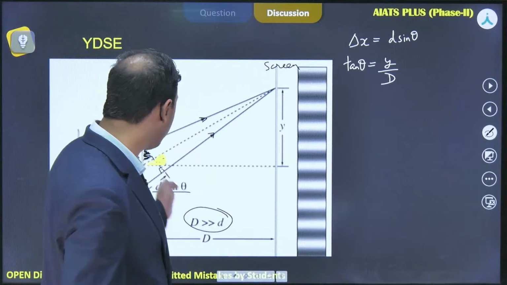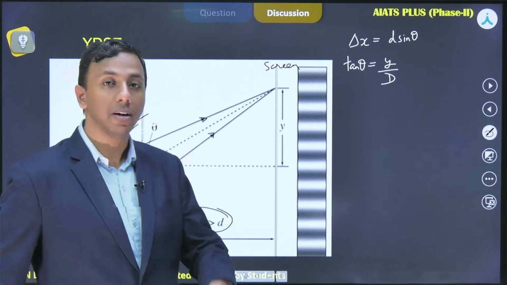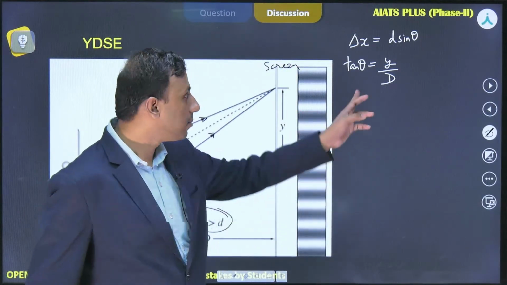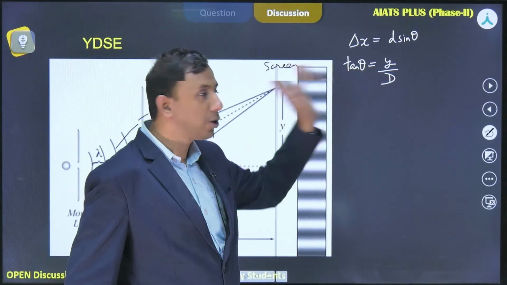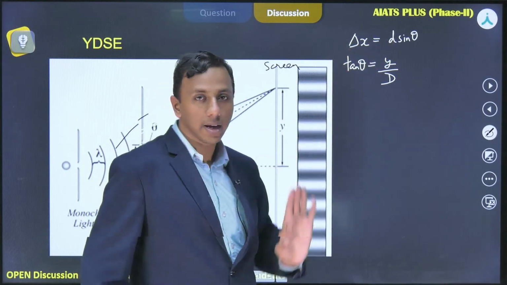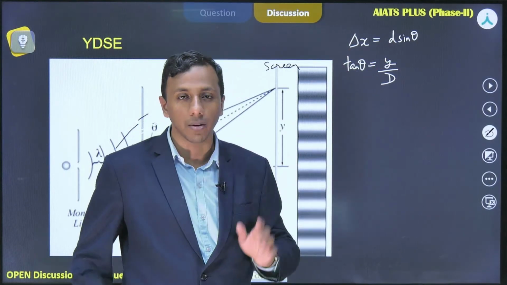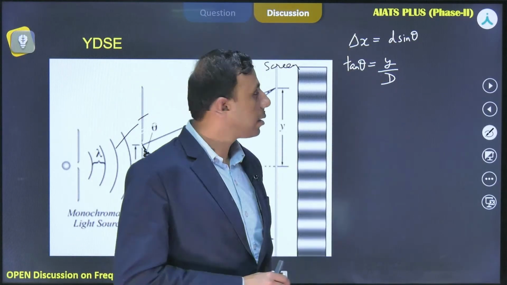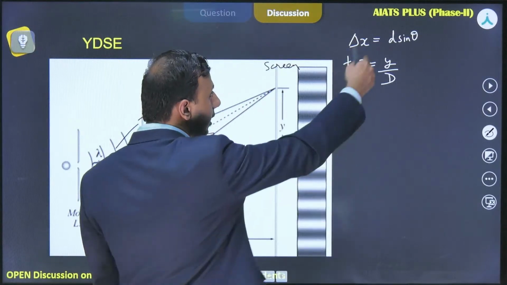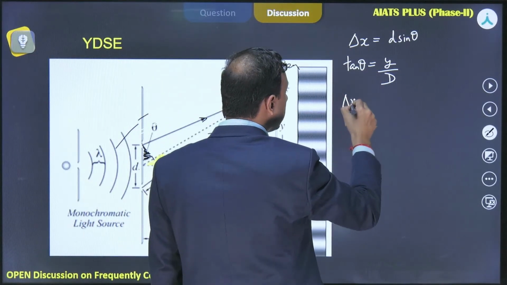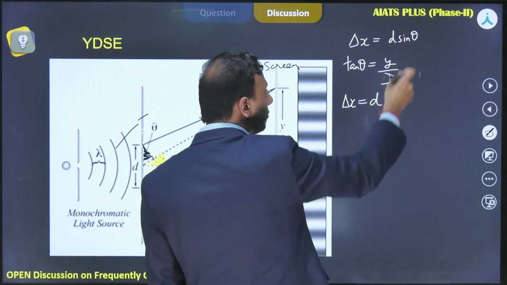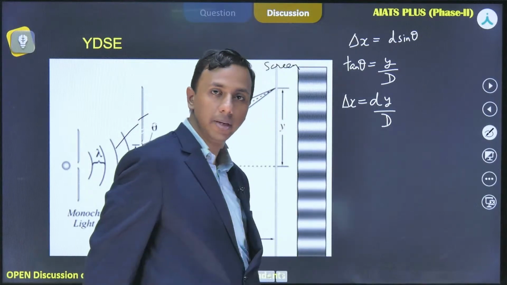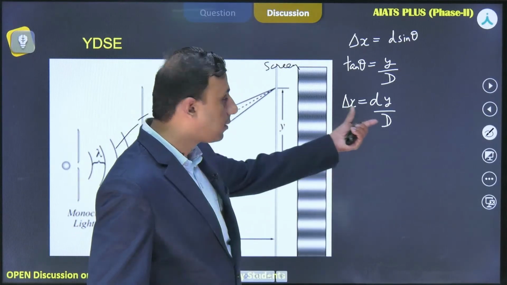But just now I told you, theta itself will be very small. Why very small? Because the screen is again placed very far away. This D is very large, so theta is going to be very small. That means tan theta and sin theta will have pretty much the same values. We approximate it as equal to theta. So in place of tan theta we can write sin theta also. So delta x becomes d into sin theta, and instead of sin theta we write y by capital D. This is our delta x.